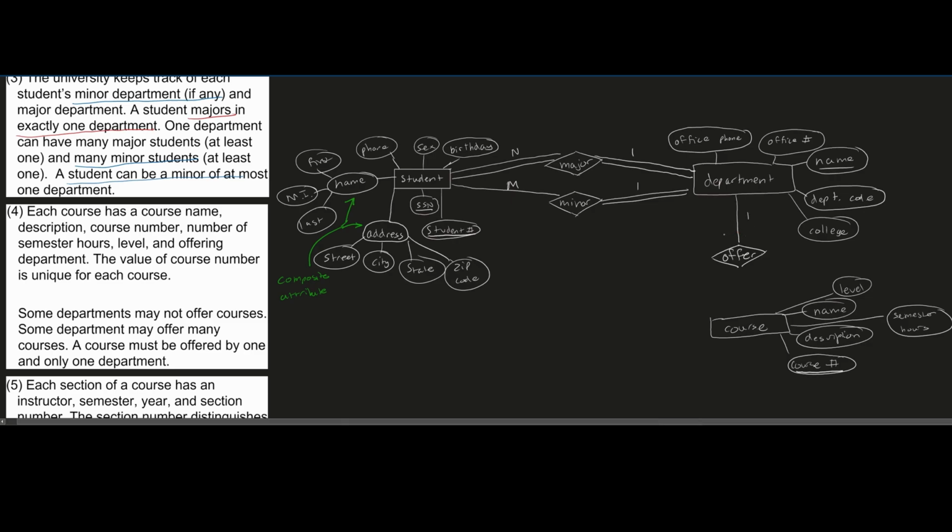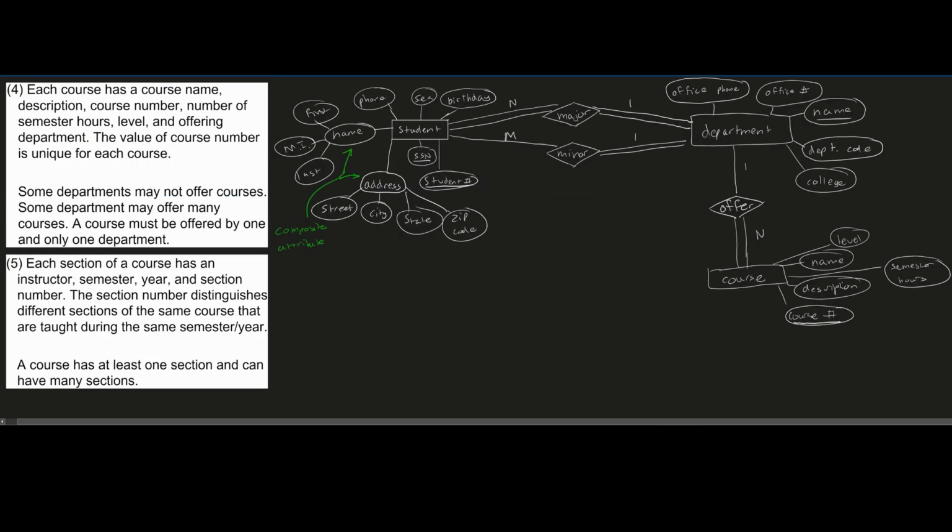So the department to offer is going to be a partial participation, hence the one line. Now a course has to be offered by the department if it exists, right? So if a course exists, it has to be offered by a department, which is why we need total participation here. Some departments may offer many courses, so we can have many courses here. A course must be offered by one and only one department, so that's why a course has to be total participation with our department.